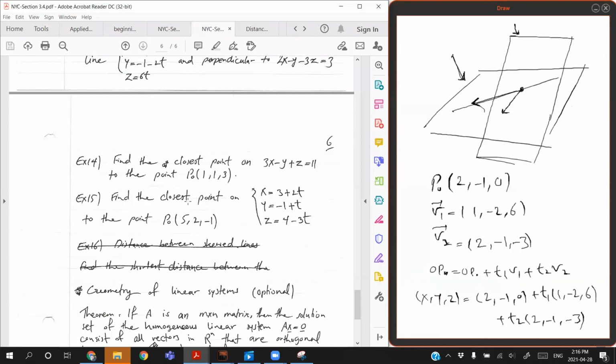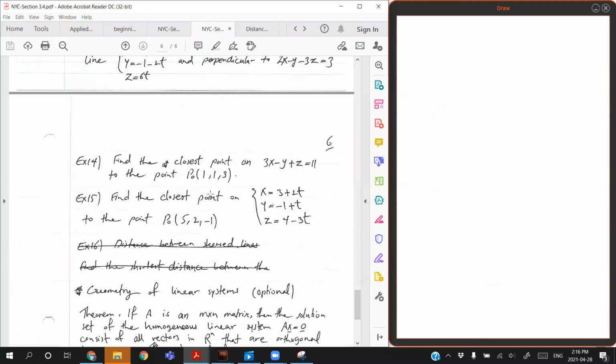Okay, I just want to finish this. I'm not going to cover the optional part, but I maybe need 3-4 minutes to cover example 14 and 15 so that we are done with this section. Find the closest point on this plane to this point. I just explain that and I let you try it.